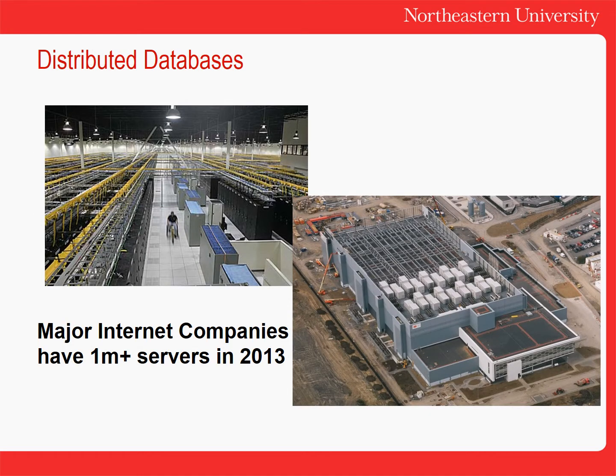So distributed databases are just de facto now at internet scale. These are examples of data centers that internet companies use, and major internet companies have more than 1 million servers, and they distribute their data across these commodity servers in the databases.